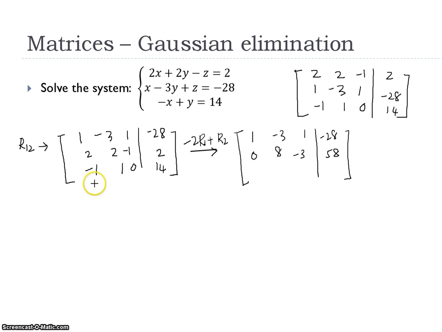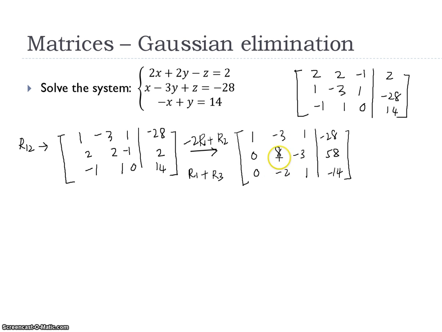Then we continue to change the first element in row 3 to become 0. So we will just sum row 1 and row 3. So we will get a 0 here. So 1 is summed to negative 1, we get 0, and then we sum the rest as well. So now in the first column, we got 1, 0, 0.